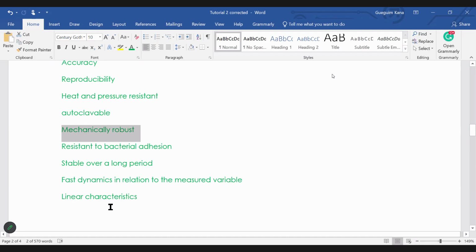Now, linear characteristics are found in a large number of sensors, including temperature sensors, but when you take the case of pH sensors, most of the time they don't show linear characteristics. I would like you to go and read on the linear characteristics of a sensor. Take the example I've given you: most pH sensors do not show linear characteristics.